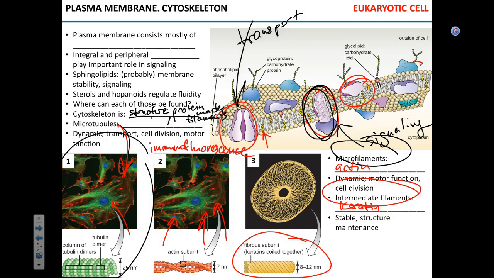I may ask you, what are they made of? Microtubules are made of tubulin. Intermediate filaments are made of keratin. Microfilaments are made of actin. And what do they do? Am I clear in expectations? Good.